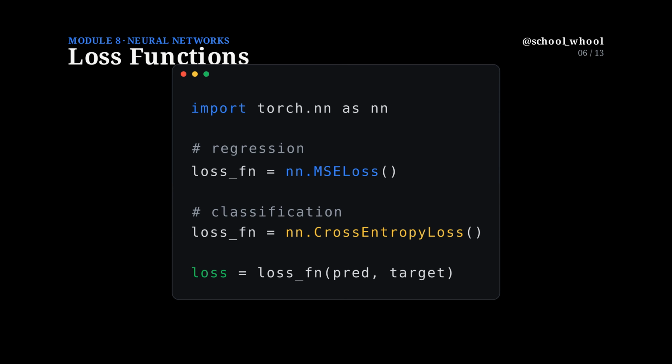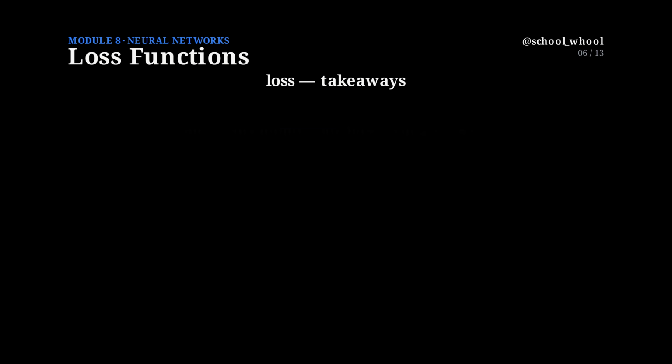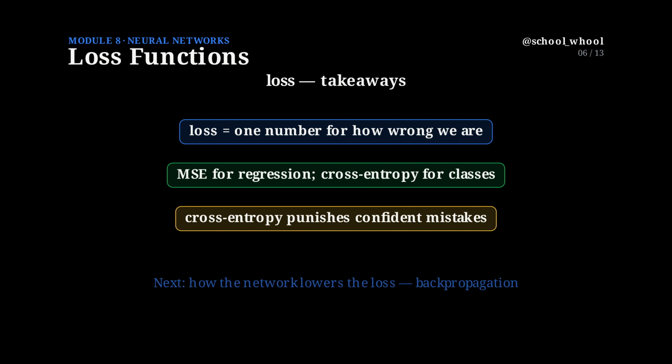To recap, a loss function is one number telling us how wrong the model is. Mean squared error for regression, cross-entropy for classification, and cross-entropy comes down hardest on confident mistakes. We have a loss. Next, how the network actually lowers it, backpropagation.